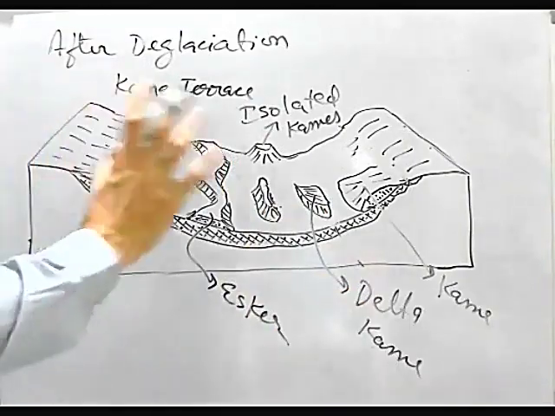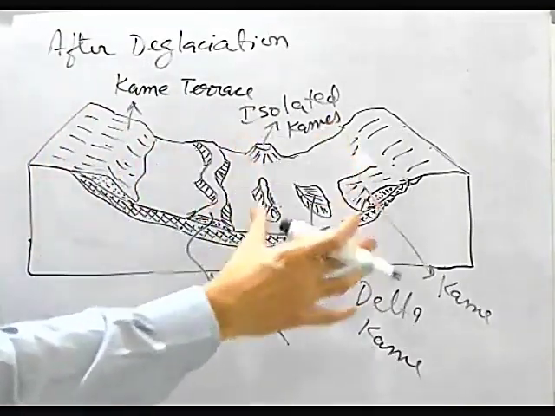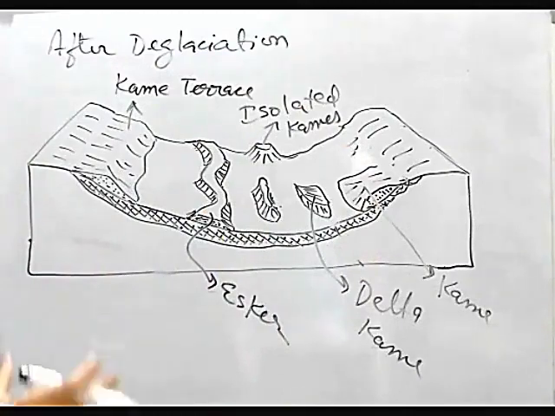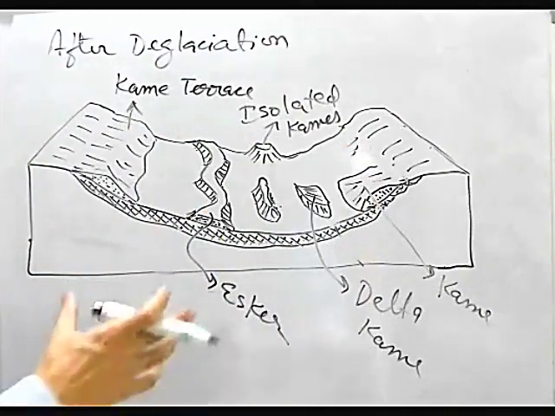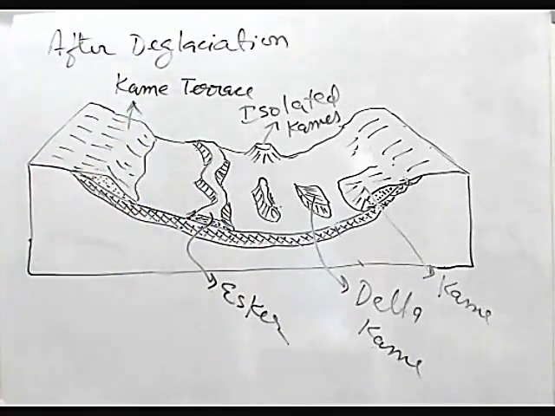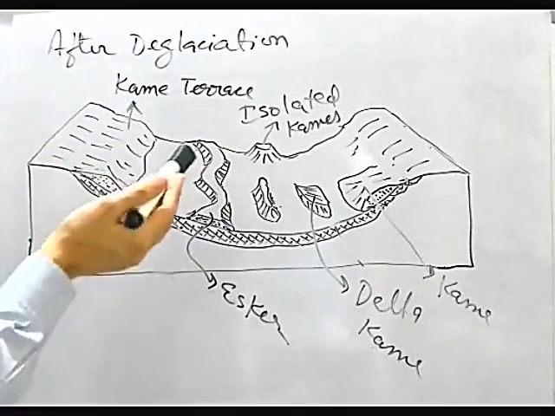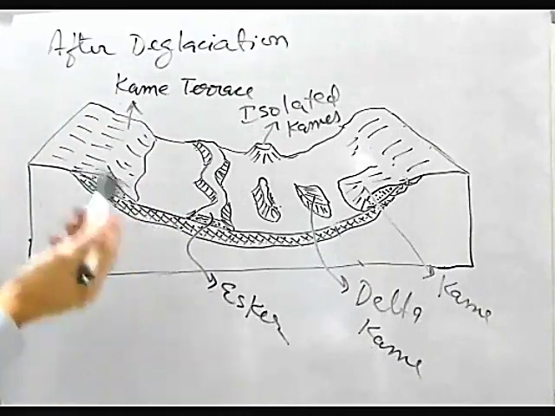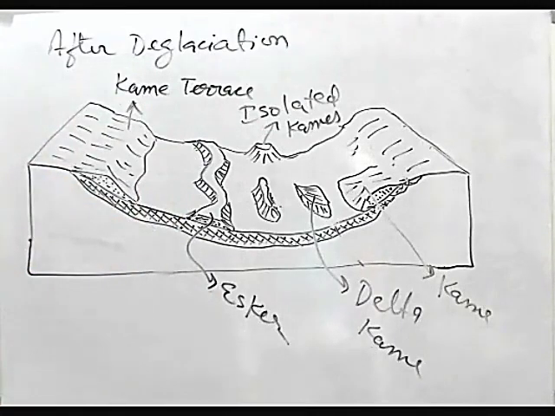So we can have different types of kames, but the underlying or unifying characteristic of the kames is that all of these sediments are deposited either above the ice surface, on the ice surface, or between the ice surface on one side and the bedrock on the other side.